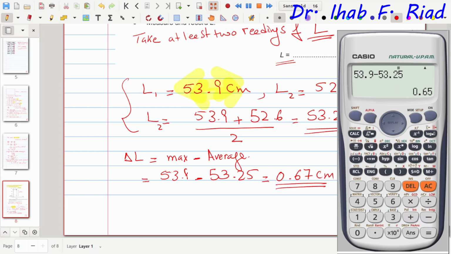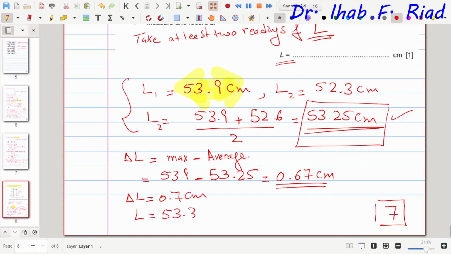Now, as recommended, we keep it to only one significant figure. Then delta L is equal to 0.7 centimeter. Then we reduce L to 1 decimal place, compatible with the number of decimal places in this value. Then it is going to be 53.3 centimeters.